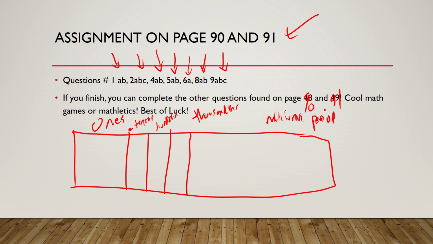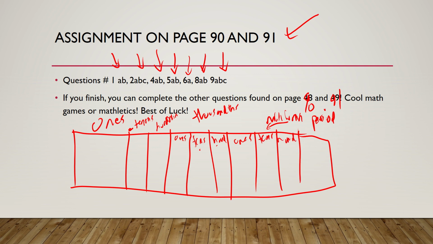Then we have the ones, the tens, and the hundreds. This would be 100 thousandths right here. This would be 10 thousandths, not thousands. We're on our decimal side now. Then the millionths period, we have ones, tens, and hundreds. So if you fill this place value chart out correctly, you'll be fine on this assignment.